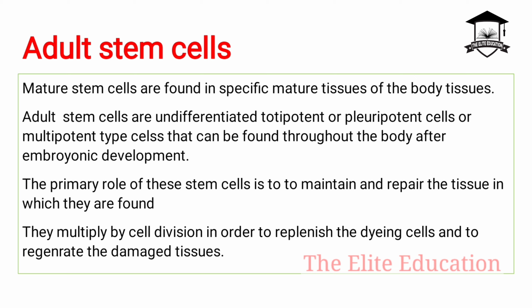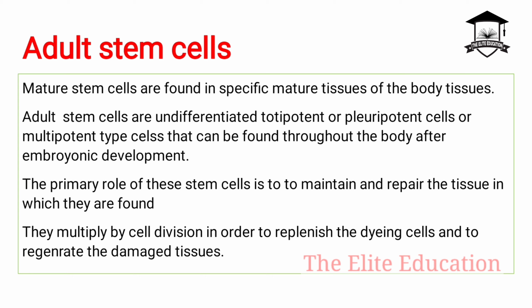Okay, as I have given the example that the person was injured, his skin was torn off, and he was injured very severely. So after a few days, when you see him again, he has some good skin, except those deep scars. Why did this happen again? It is all due to the adult stem cells. They multiply by cell division in order to replenish the dying cells and to regenerate the damaged tissues. Okay, so these are the reason for the prolonged survival of a human body.